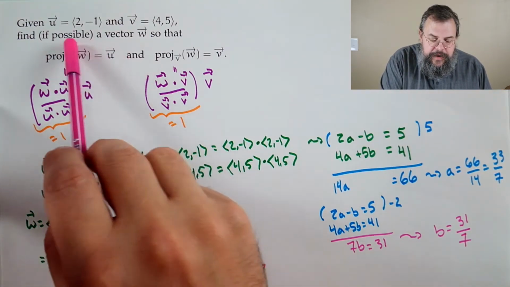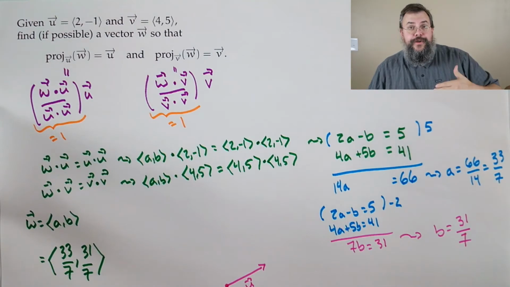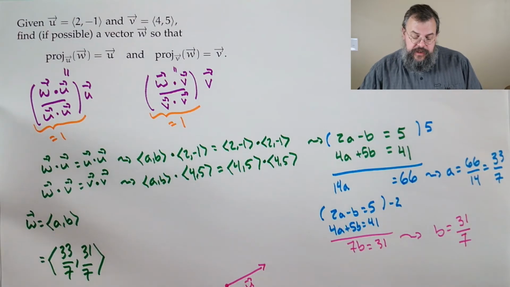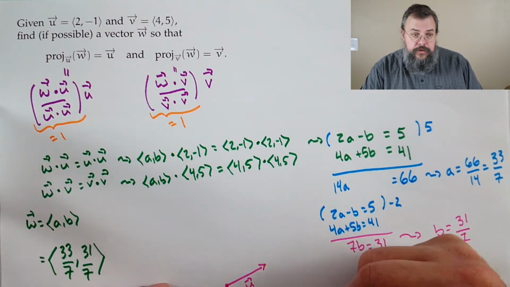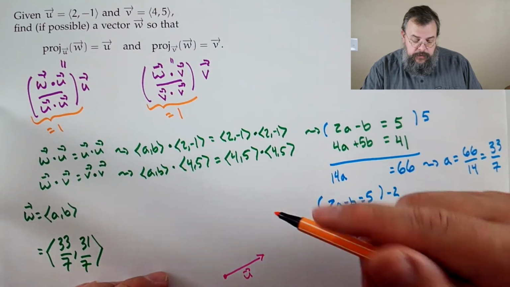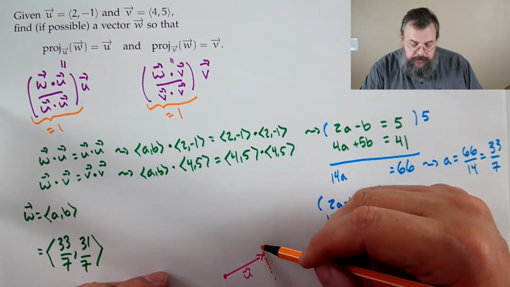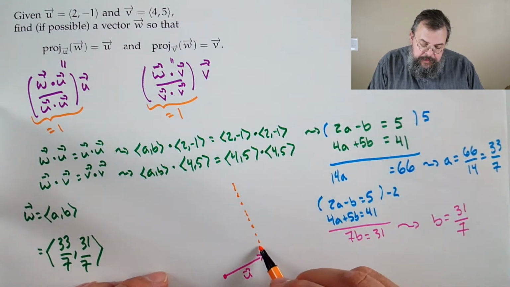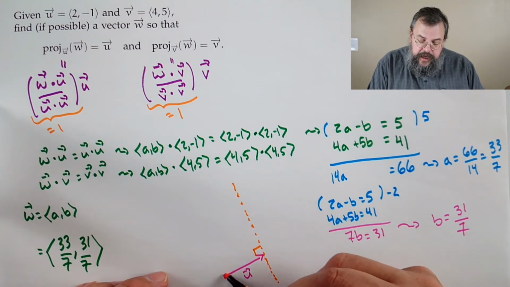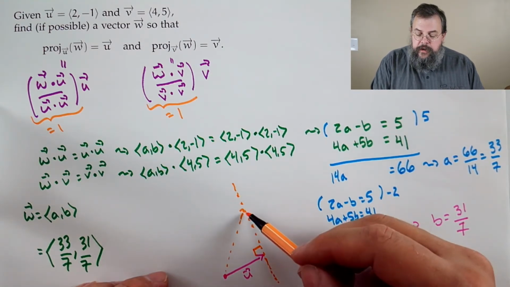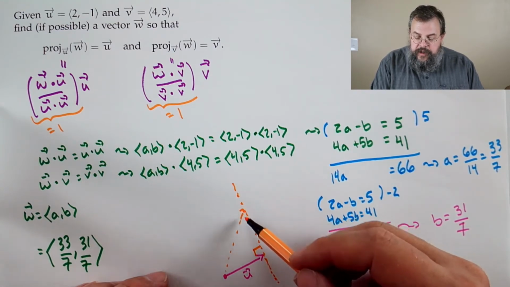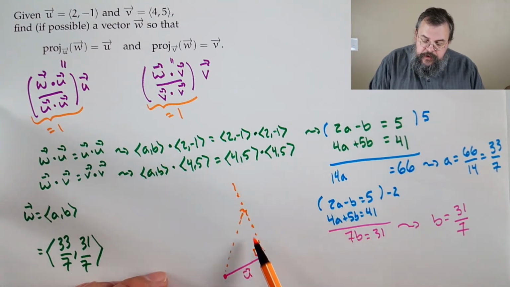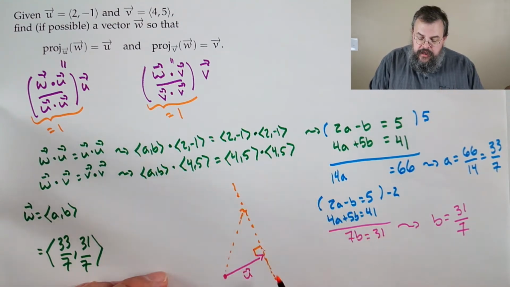What can I say about vectors which have this property? When I project onto u, I get u back. Well, here's the picture geometrically. What you do is you come to the end of u, and now you just go perpendicular. Why perpendicular? Because we want a right angle. So if I have any other vector, when I project, I'm going straight down to that right angle. So whatever w needs to be, it has to be somewhere along here.